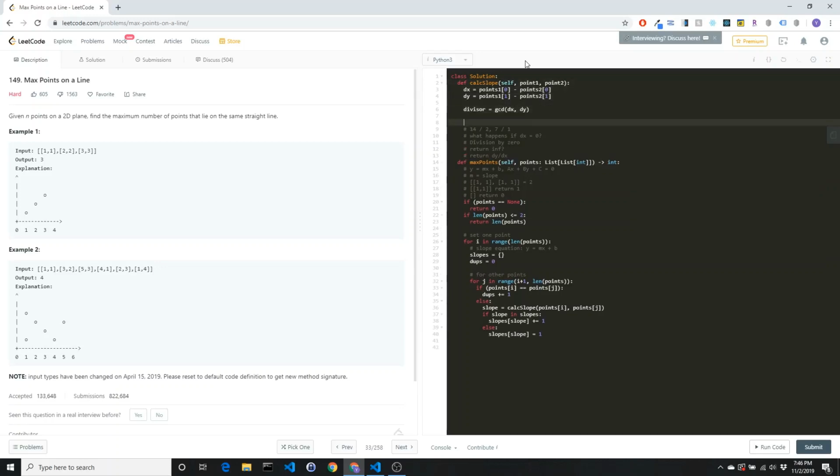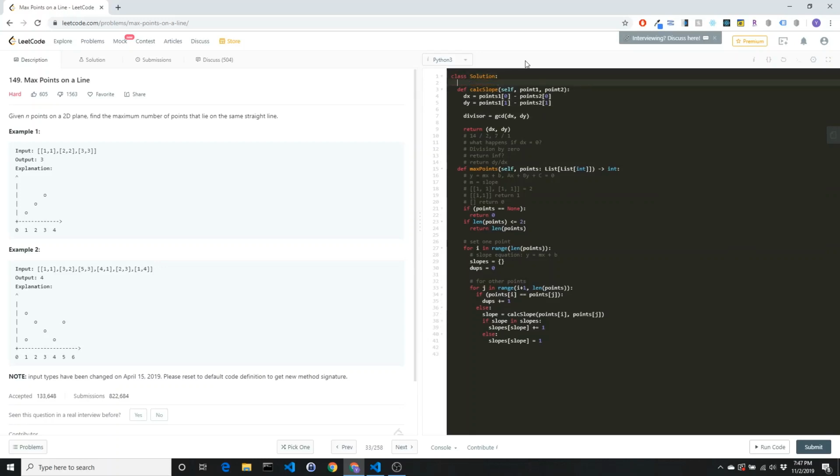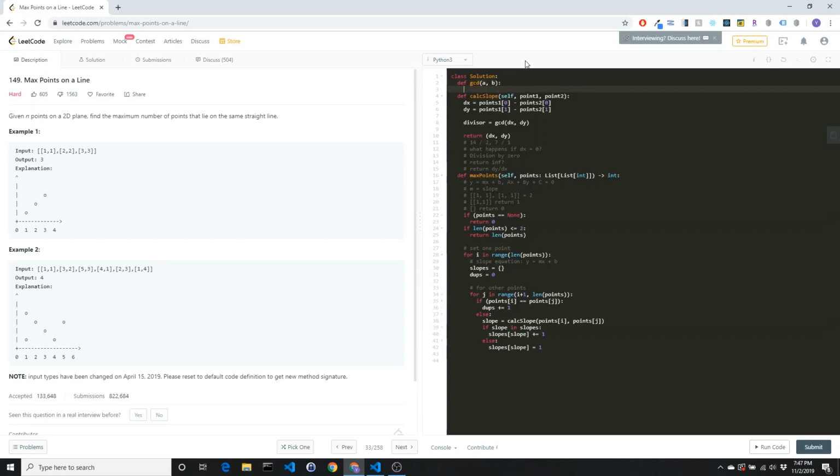And then what happens is we can just return dx and dy as a tuple, and tuples can act as a key as well. So tuples can act as keys, but lists cannot. So that's why we're using a tuple. And then let's write our greatest common divisor function. So let's just say a and b. So this is a very generic function.